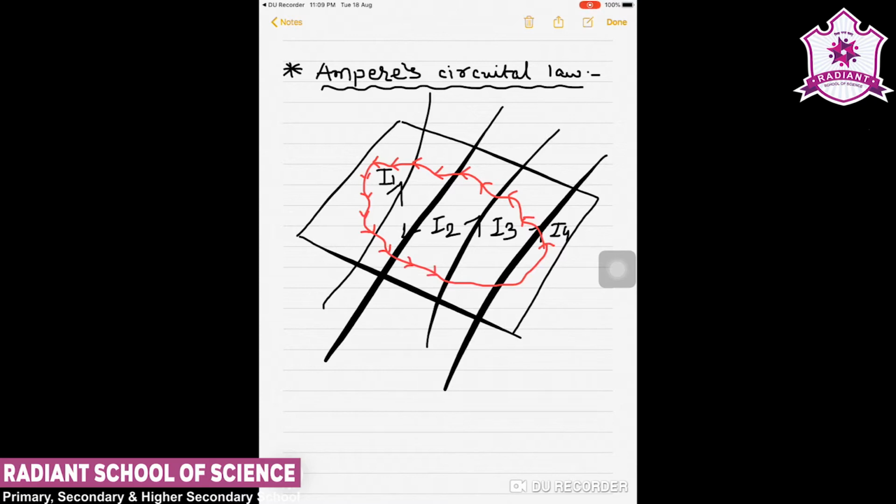It is divided in this manner. And we consider that each segment is of length dl. Now this dl segment, which is enclosing the current, provides us the resultant direction of magnetic field. Now how to find out the direction of magnetic field? To find out this direction of magnetic field, we are applying Ampere's circuital law.